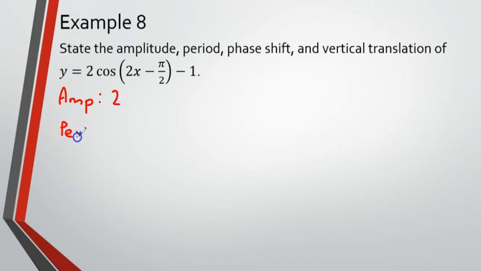The period is 2 pi divided by B, and in this case, B is a 2. So I'm going to have 2 pi. For sine and cosine, it's always 2 pi on top of B, and then make sure you reduce the fraction, whatever you get out of it. So in this case, the period is just pi. So now I know it will complete one full cycle in a span of pi instead of the normal 2 pi span. Next, we have our phase shift.